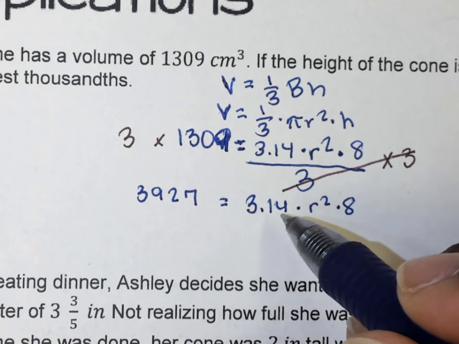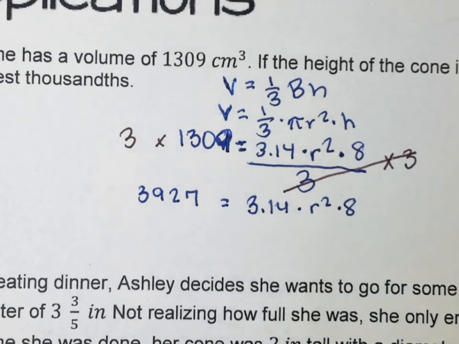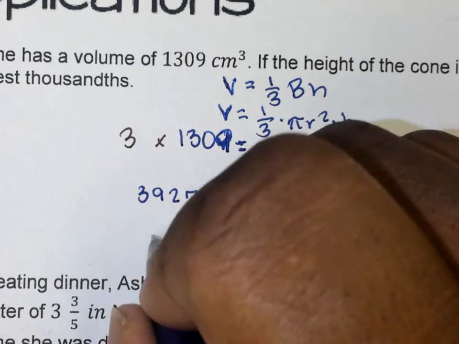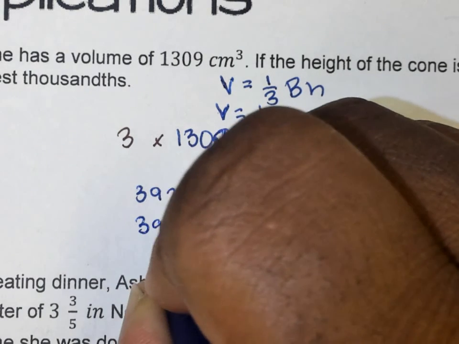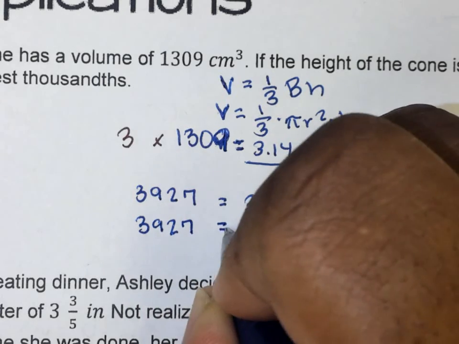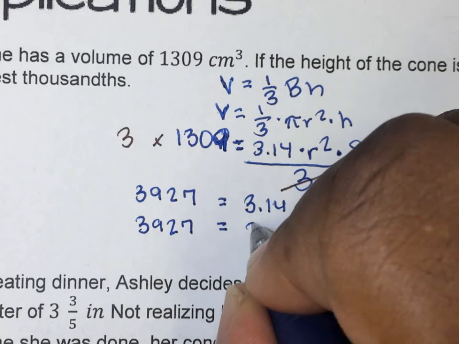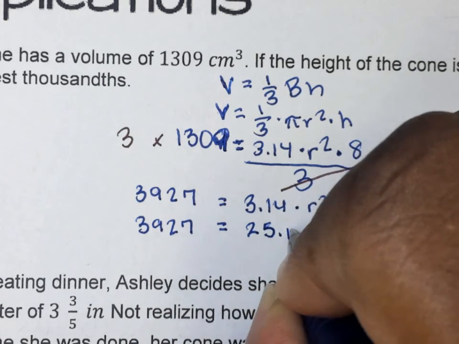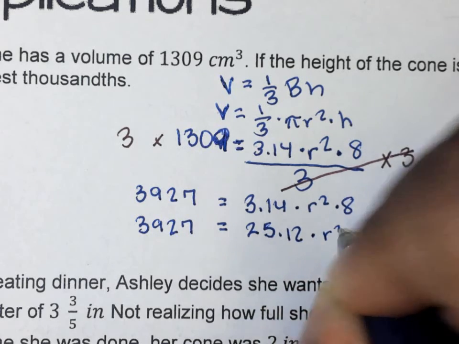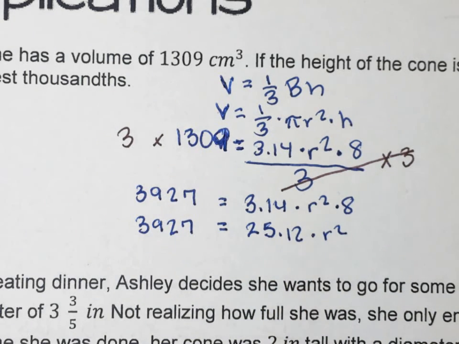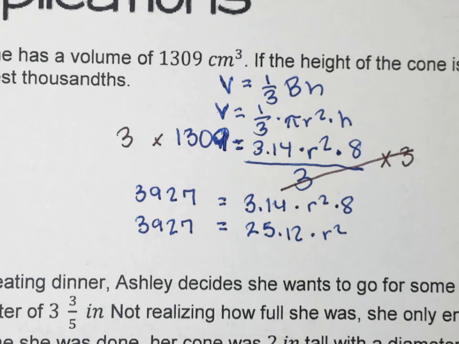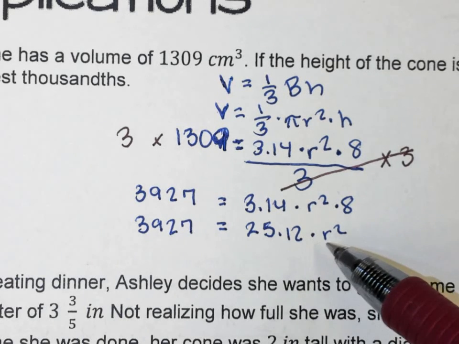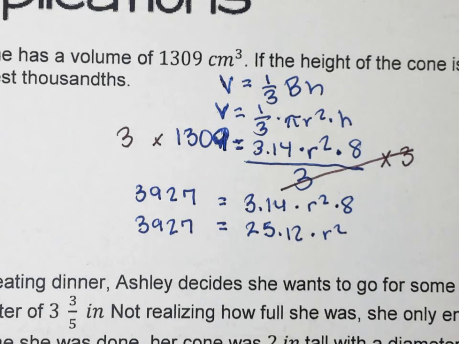Alright, then after that, everybody, y'all want to put this together so bad. Yes, you can. 3.14 times 8. That's 25.12 times r squared. That's where a lot of y'all make mistakes right here. This is 25.12 times r squared.